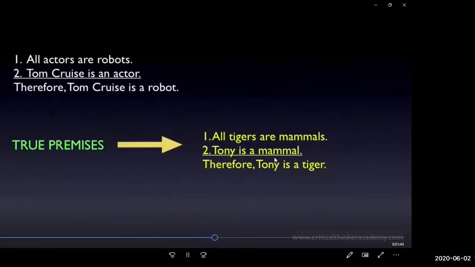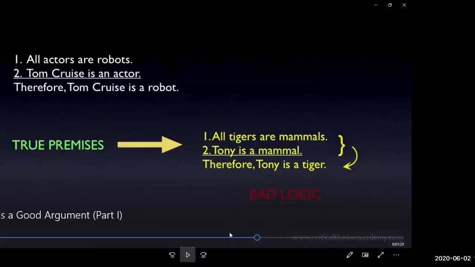Just because all tigers are mammals, and just because Tony is a mammal, it doesn't follow that Tony has to be a tiger, right? Tony could be a dog, or a cat, or a mouse. So even if we grant that all the premises are true, these premises don't give us any good reason to accept that conclusion. So this argument has the opposite problem of the first argument. The first argument has good logic, but a false premise.